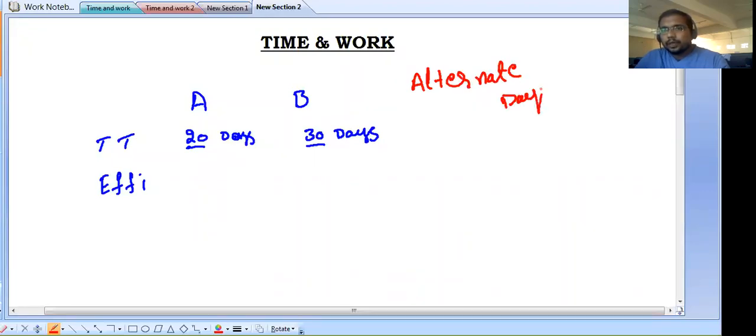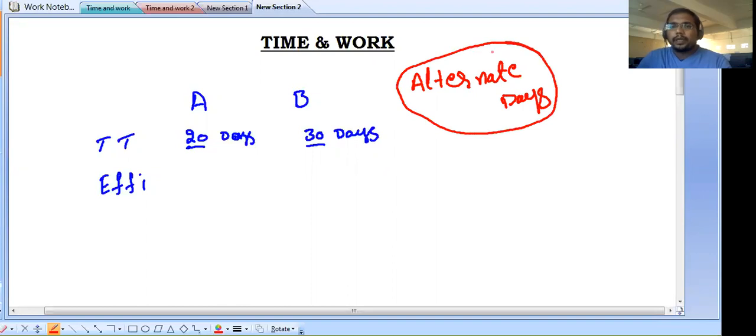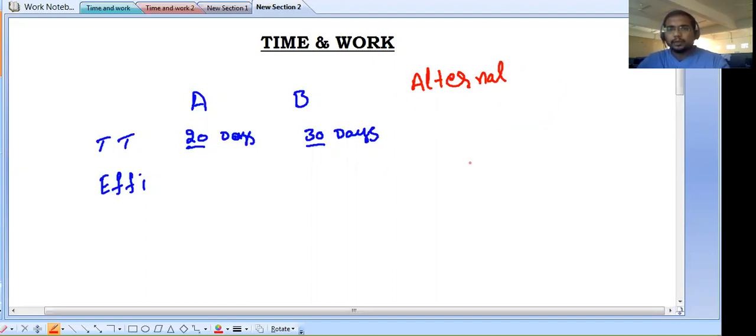Alternate days means A and B working on alternate days. In how many days will the work be completed? This type of questions they will ask you in your examinations, quantitative aptitude subject. So here, for example, A and B complete the work in 20 days and 30 days. I'll give you a basic idea again.